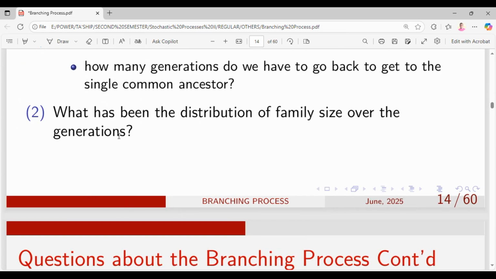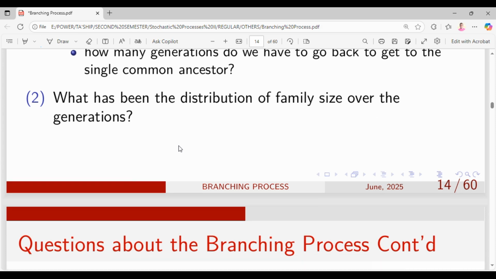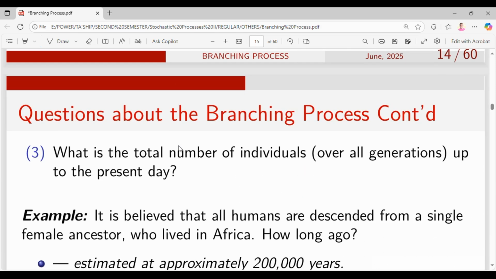Okay, so what has been the distribution of the family size over the generations? Is it Bernoulli? Is it binomial? Is it geometric, and so forth, right? Yeah, so we want to know that. So the third question is, what is the total number of individuals over all generations up to the present day? What is the total number so far?